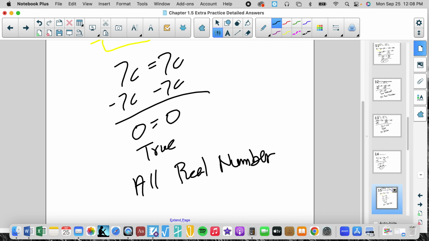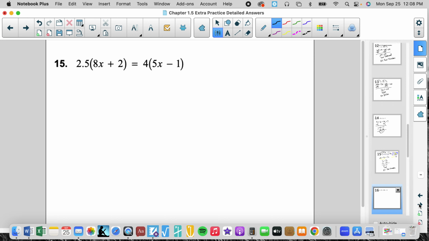That's my solution. All real numbers are the solutions. I can't write every single number because we'd be going all day. So we write that in order to signify every number possible.